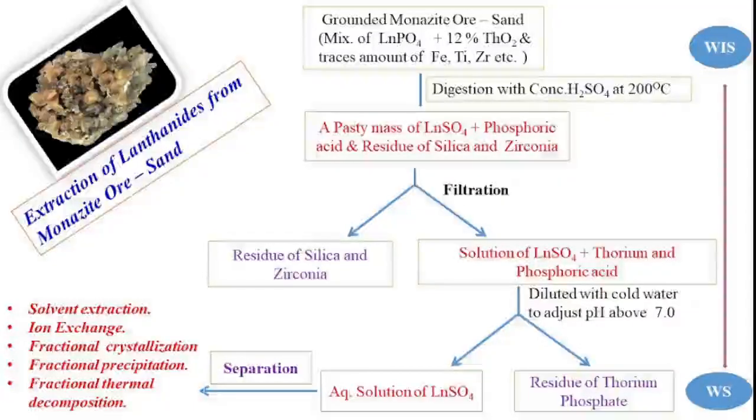Okay, in this step the lanthanum sulfate solution has a very low pH. So after dilution with cold water, the pH is adjusted to 7 to 8, in which the thorium is converted into thorium phosphate, which can be separated out. The remaining part is the aqueous solution of lanthanum in the form of sulfate, which contains the different lanthanoids except promethium, which are to be separated out with the help of different techniques, that is solvent extraction, ion exchange, fractional crystallization, fractional precipitation, fractional thermal decomposition, etc.